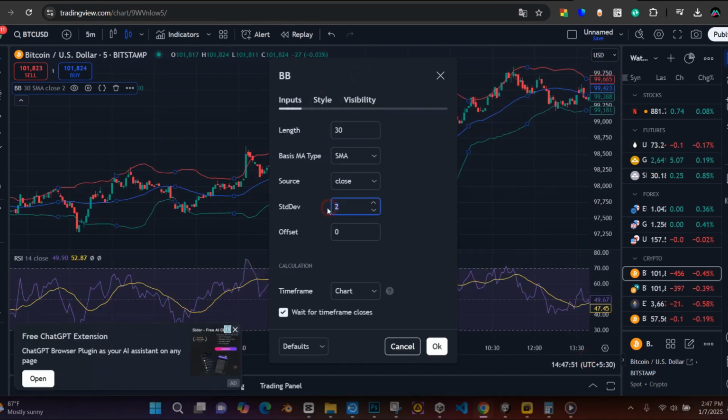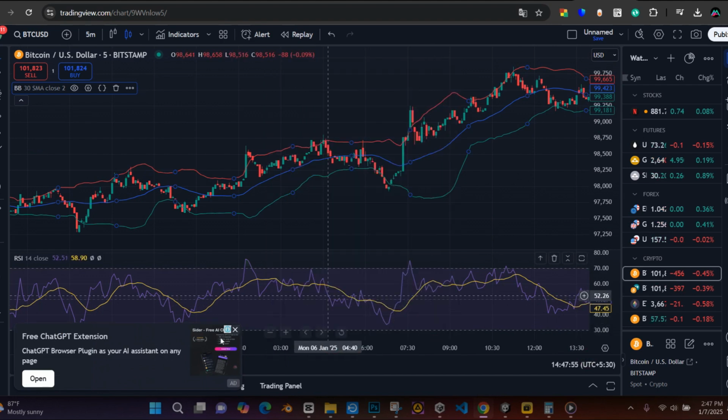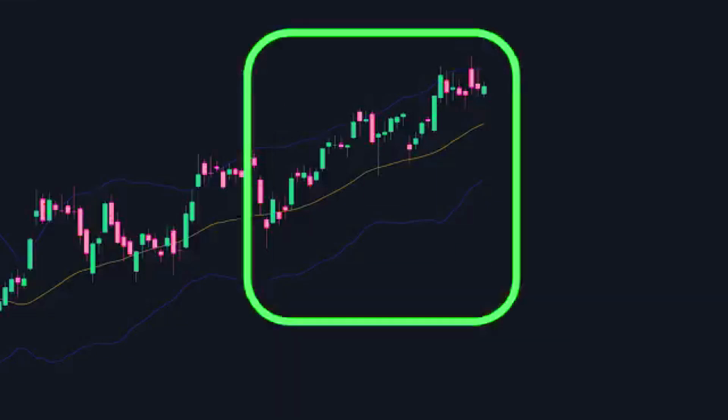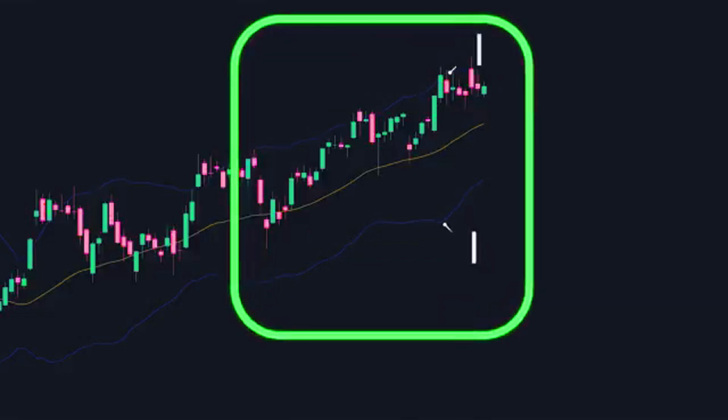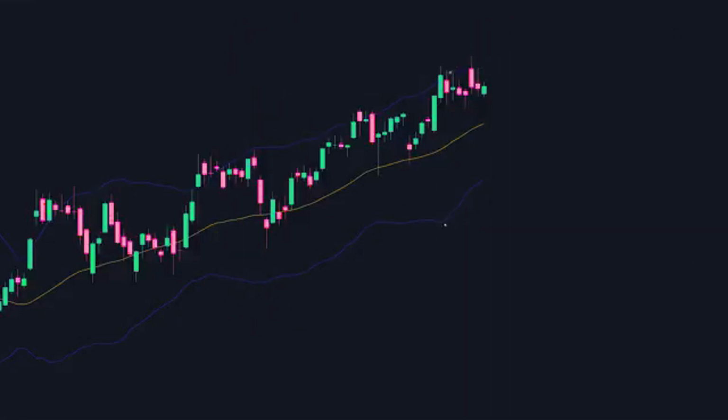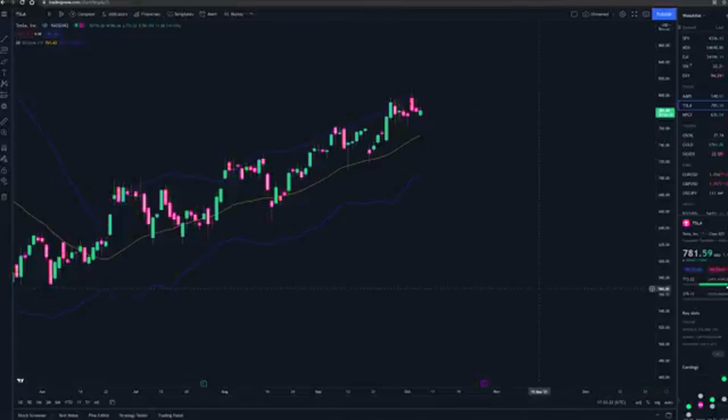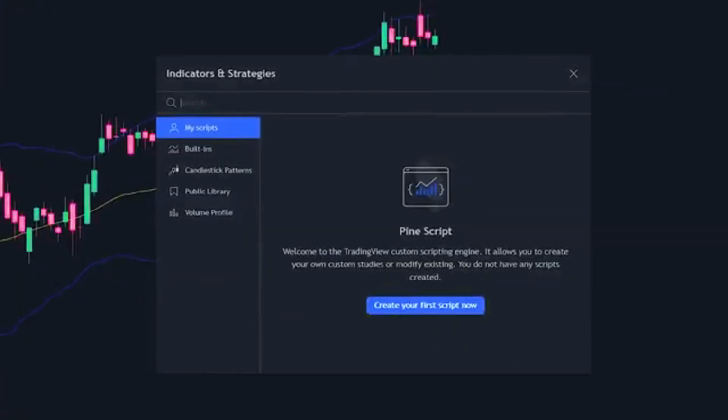If you didn't know, here's how Bollinger Bands work. The center line is a moving average. This means the indicator goes back the number of candlesticks specified in the length setting and calculates the average between them. For this strategy, we're going back 30 candlesticks. The upper and lower lines represent the standard deviation.